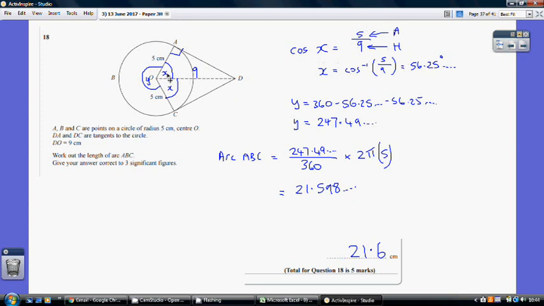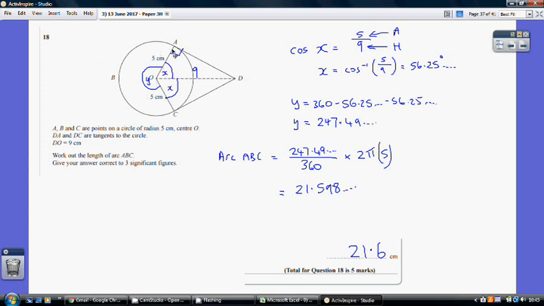Given that this is 56.25, so will this be, because these are similar triangles. So this angle around here, this big angle here, completes the circle. So angle y is going to be 360 take away 2 lots of 56.25, which is 247.49. So I now know the angle within the arc ABC. So that now allows me to work out the length of the arc ABC. I know what proportion of the total circumference it is.